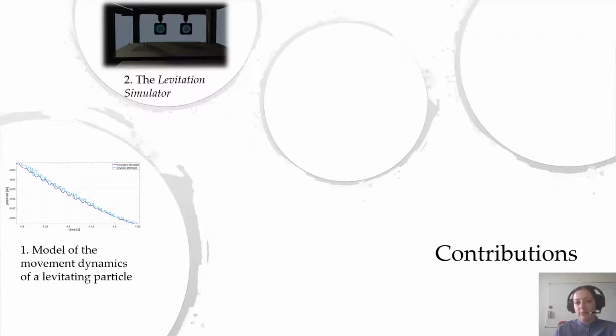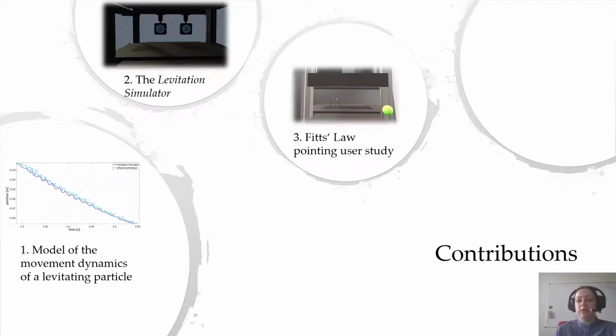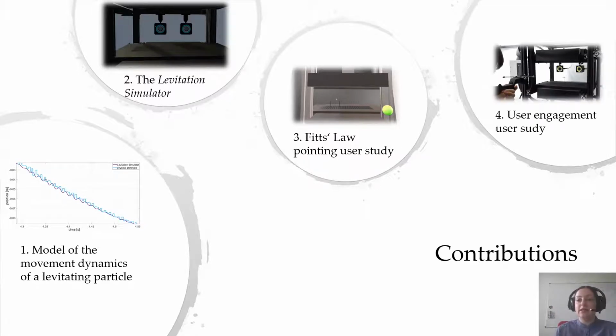In the next step, we validate the results obtained in the Levitation Simulator by comparing them to the real prototype in two user studies. In the first study, we conduct a Fitts' law type pointing study to obtain a quantitative measure of the pointing performance that can be achieved with both systems. And second, we investigate the differences and similarities in the engagement with levitation applications in the simulator and in the physical world.